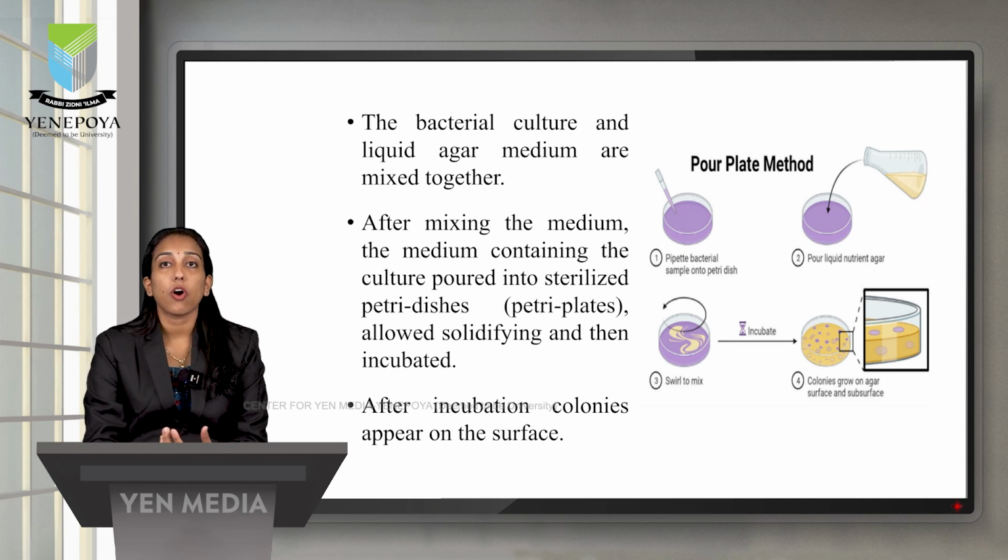After incubation, colonies will start appearing on the surface, and also in the middle or beneath the medium, because here we mix. So the difference in this method is that we can see microorganism growth beneath the medium too, but in the streak plate method and others, growth is seen only at the surface.